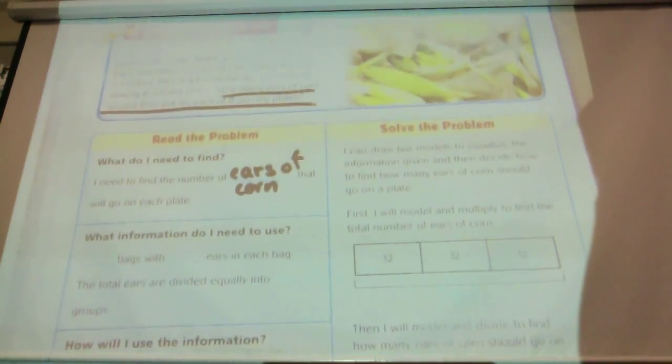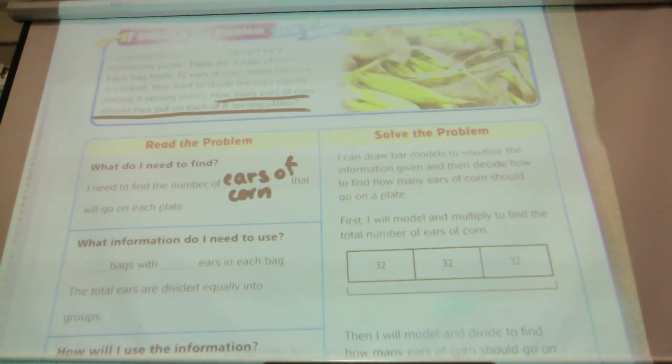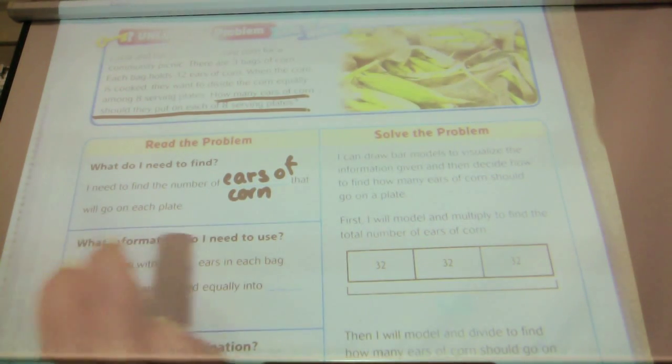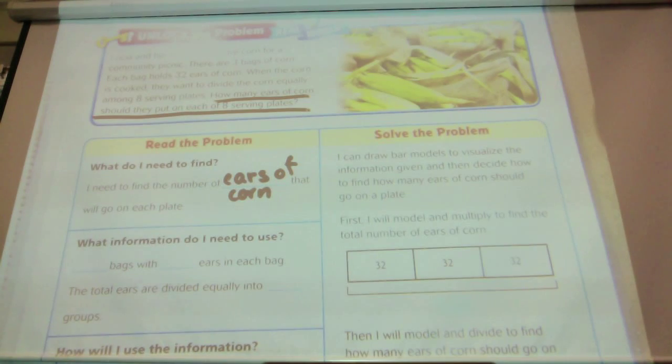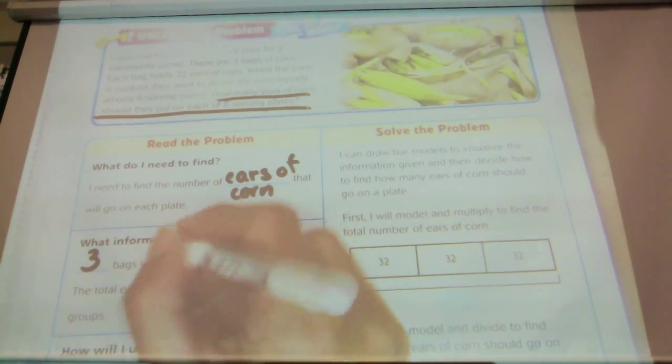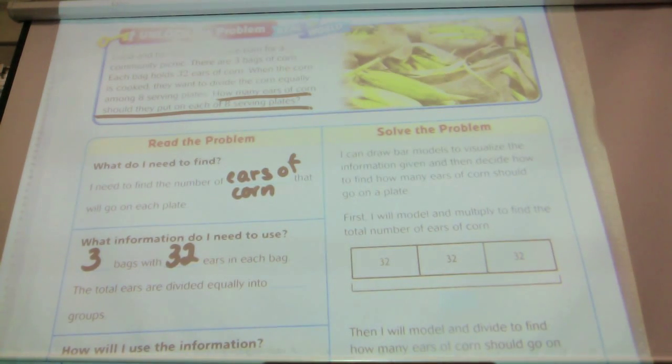Okay. The next question says, what information do I need to use? So I'm going to look back into my word problem and decide what information from this word problem am I going to be using to solve this problem. So go ahead and look for it, and you can circle, underline, whatever's going to help you notice what information. It says blank bags with blank ears in each bag. So see what you're looking for, circle it, underline it, whatever you need to do. Go ahead. 3 bags, and there's 32 ears of corn in each bag.